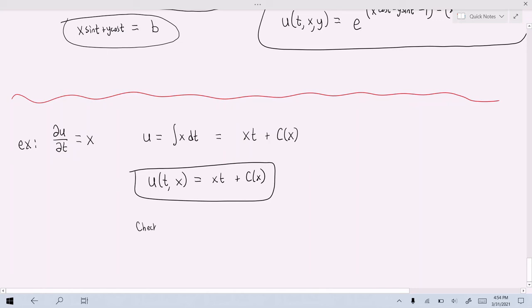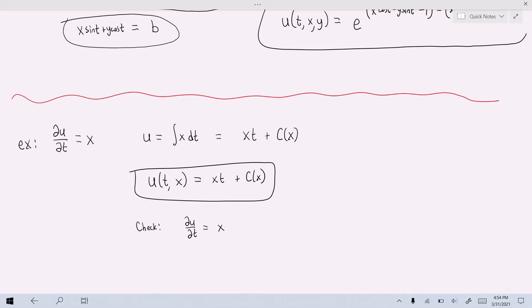We can quickly check that it works by computing the partial of u with respect to t. So that would just be x here. And since this is just a function of x, the partial with respect to t would become 0. So therefore, this function u does in fact satisfy our PDE. Okay.